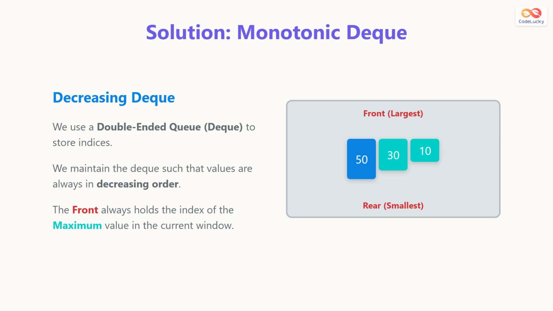The perfect data structure for this is a monotonic deque. We will store indices in a double-ended queue. We keep the values corresponding to these indices in decreasing order. This means the front of the deque will always hold the index of the maximum value for our current window.